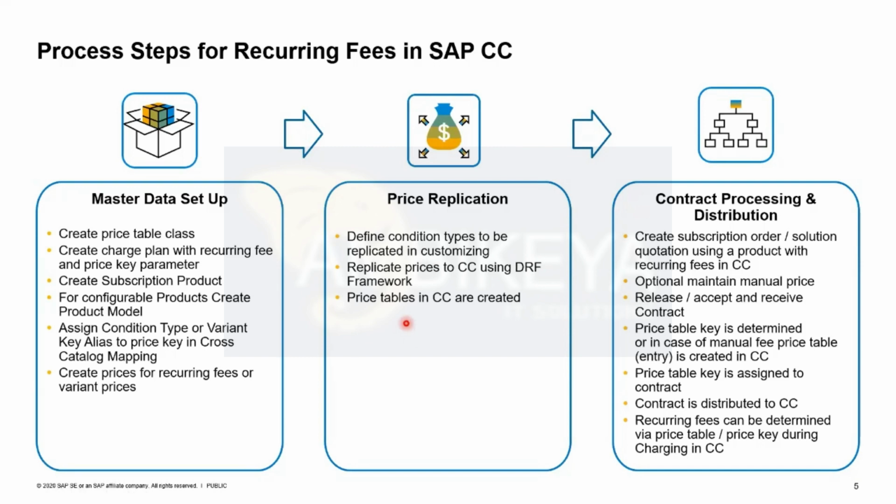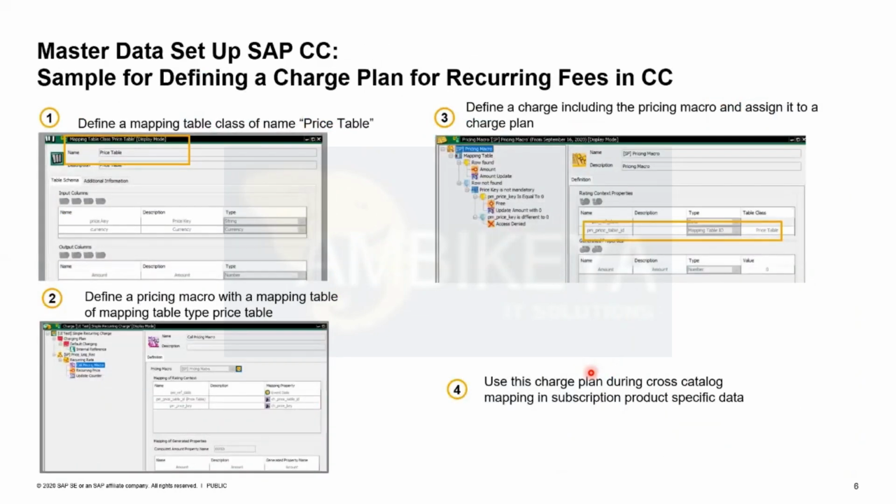Once the price table is in place and conditions are replicated, you can start ordering these products using a subscription order or solution quotation. Manually, you can even change the price, release and accept the contract. Now the price table key is determined. This is determined based on a hash algorithm. Once the price key is determined and the price table is linked, the contract gets distributed to CC and the recurring fee can be determined. Okay, so those are the different steps.